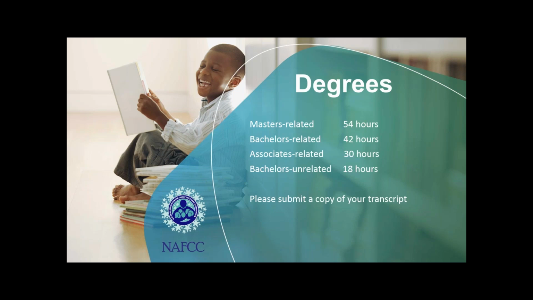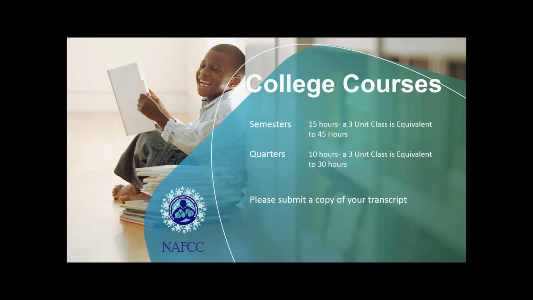Okay, so to get to Renate's question, college courses can also be submitted. Semester courses are 15 hours for each unit. Sorry, let me say that again. Each unit is worth 15 hours in a semester course. So for example, if you took a 1-unit class, it would be 15 hours. If you took a 3-unit class, that would be a whole 45 hours. If you take a quarter semester class, those only count for 10 hours per unit. So 1 unit would be 10 hours, 2 units 20 hours, 3 units 30 hours.